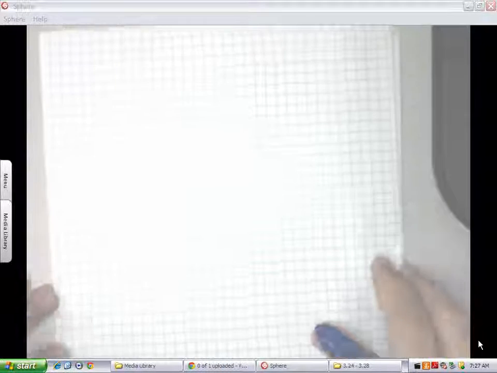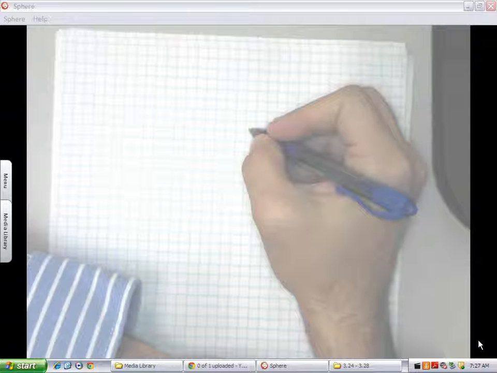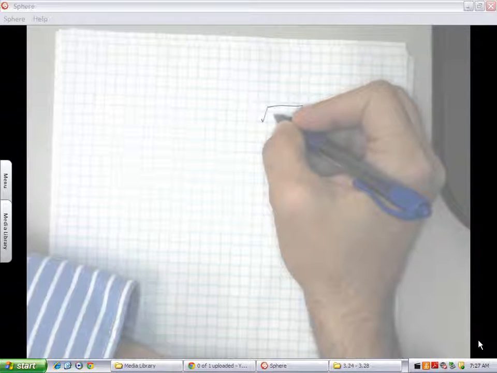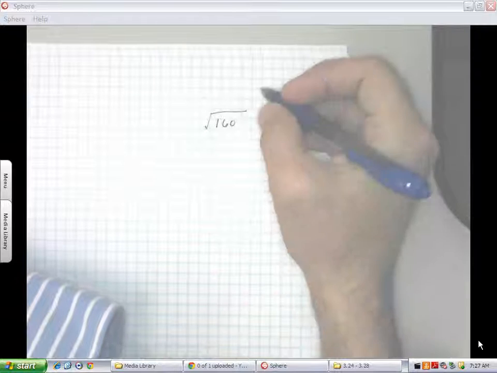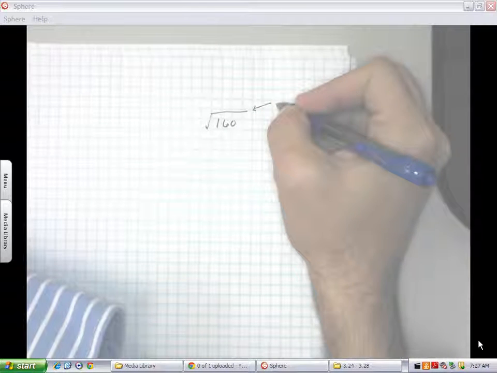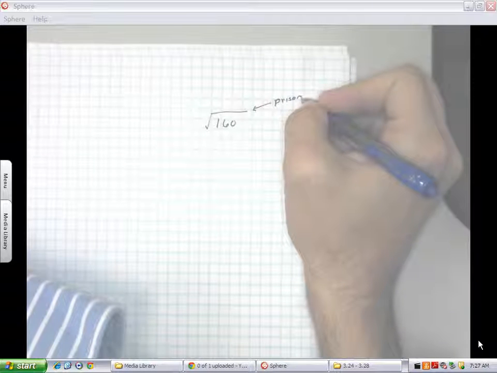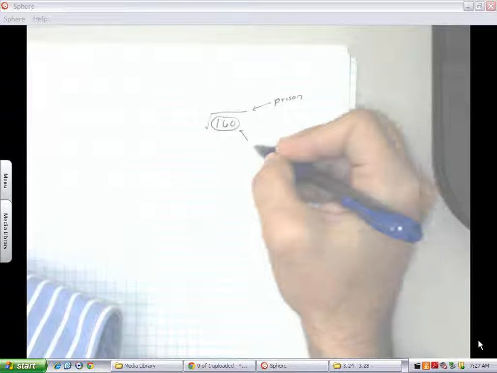Let's take a look at another way in which we can simplify radicals. Call this the prisoner method. Let's say that we want to simplify the square root of 160. Well, in the prisoner method, we need to understand that the radical is representing our prison, and 160 is representing our group of prisoners.